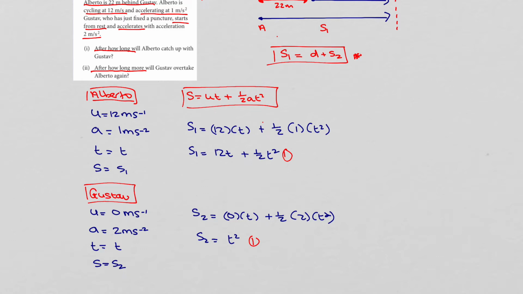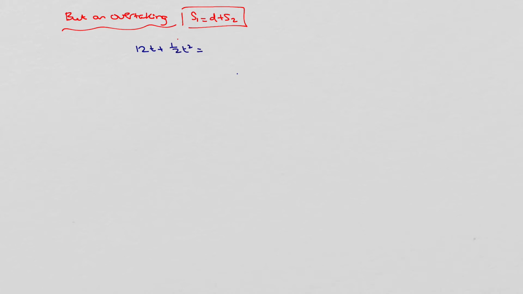So we then say, but on overtaking, S1 is equal to D plus S2. So therefore that means that 12t plus a half t squared must equal t squared plus the gap, which is 22 metres. So I'm going to multiply across by 2 there to eliminate my fractions. So we have 24t plus t squared is equal to 2t squared plus 44.